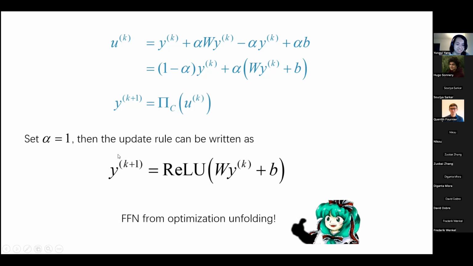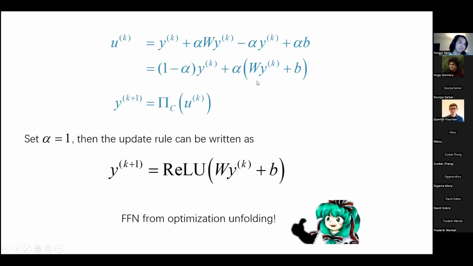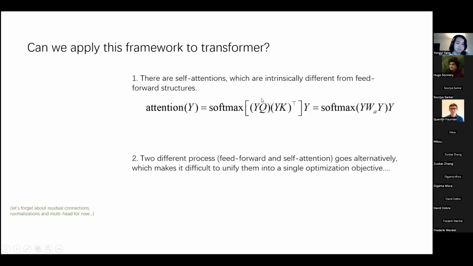And that is exactly the FFN. So in this way, we recovered that FFN from the projected gradient descent with this energy function. So that's the whole idea. But yeah, FFN is a very simple model, and this problem is also very simple.